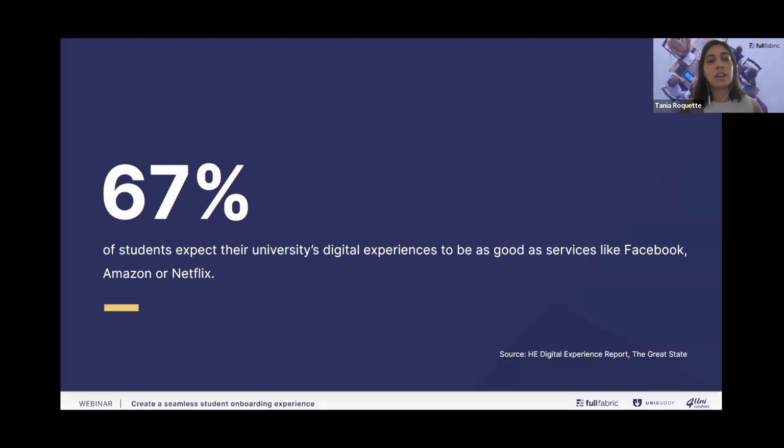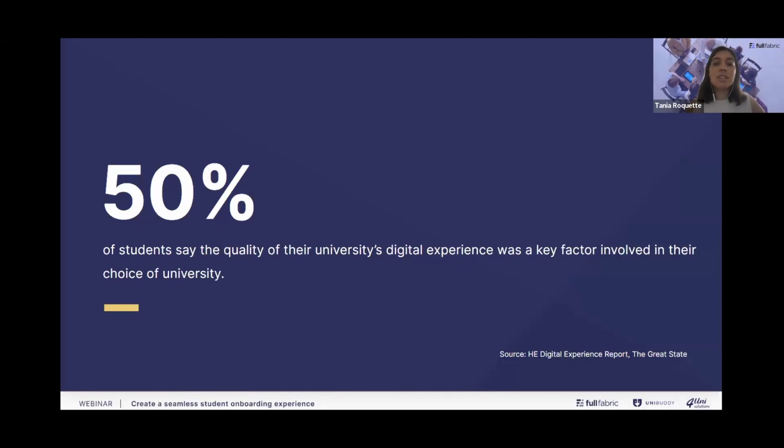So we're talking about consumer technology that they use day to day, and they expect that same level of experience from universities today. And more importantly, another very interesting stat is that 50% of students say the quality of their digital experience was a key factor in their choice. So the quality of the digital experience before they start their studies, which includes admissions and the onboarding phase. It shows that the onboarding process, which is often done before they even arrive on campus and quite a lot of times digitally, is critical in ensuring a high conversion rate and ensuring that you meet your enrollment targets.